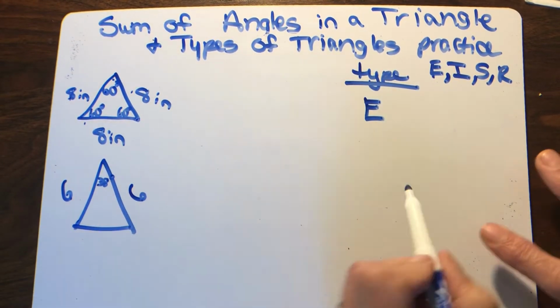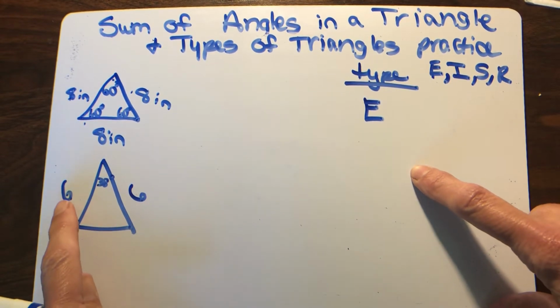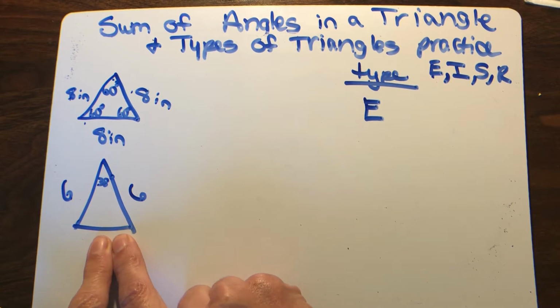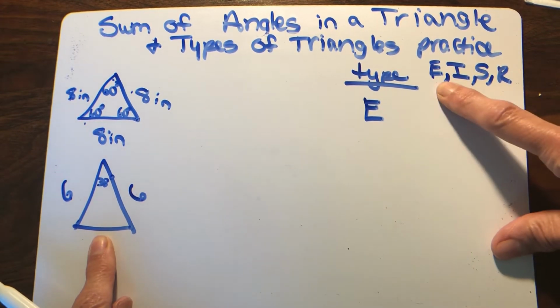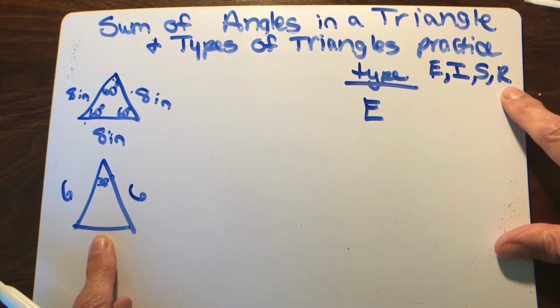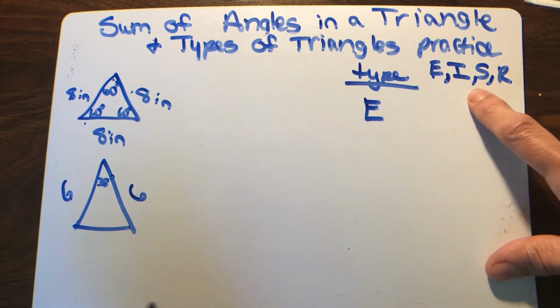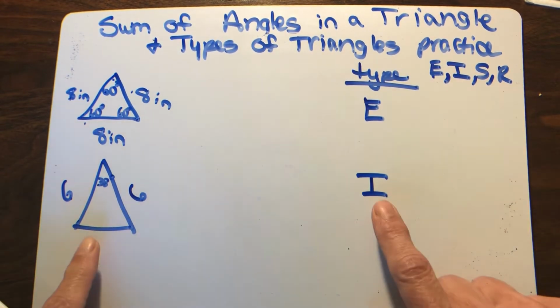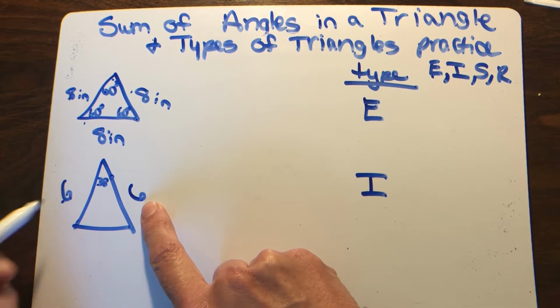Okay, so first I need to know the type. Tell me the type of triangle. If you know that this side and this side is equal, you cannot make a determination about this side because I didn't tell you anything. You cannot assume here. So what are we going to choose? Equilateral, isosceles, scalene, or right? And sometimes it could be right and something else as well. And so you should have chosen isosceles because isosceles has 2 equal sides and therefore it has 2 equal angles.